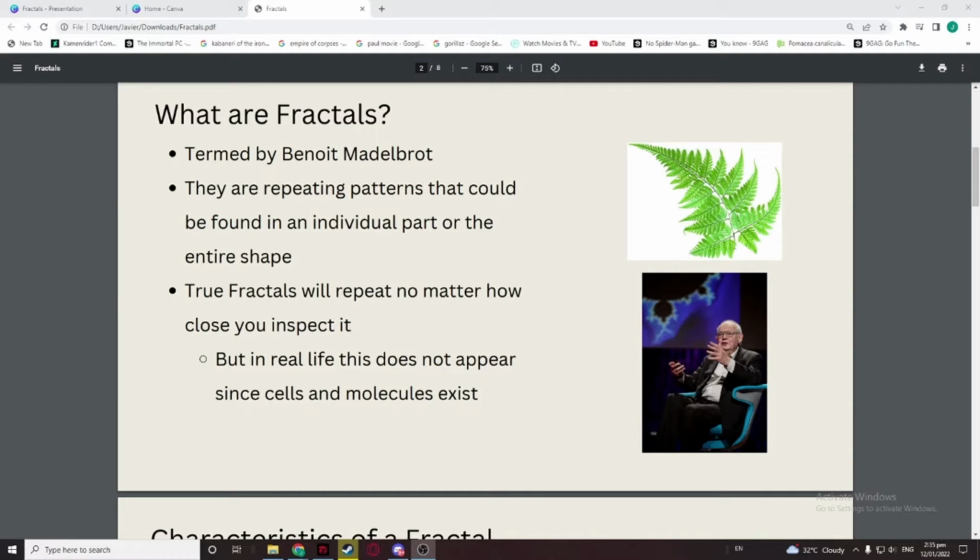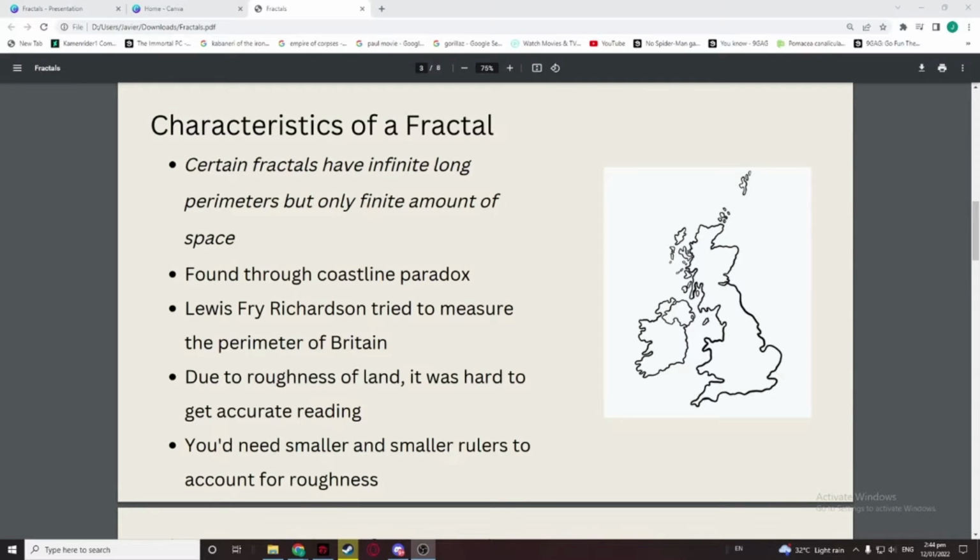Before it was properly formulated by mathematicians, fractal-like shapes can be seen in nature, like in plants, organs, or in the cosmos. However, true fractals don't exist, due to cells and molecules existing. The pattern can only repeat to a certain extent before the structure of the cells and or molecules pops up. Certain fractals have their own characteristics. Certain fractals can have an infinitely long perimeter while only having a finite space.